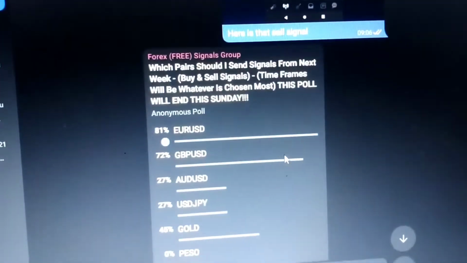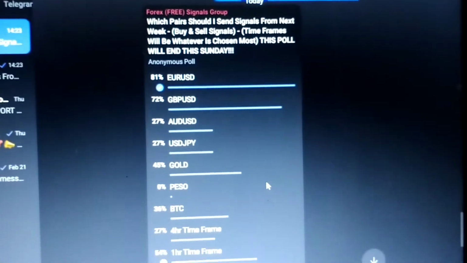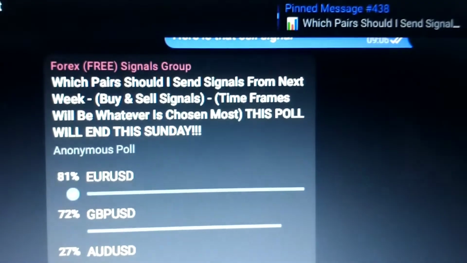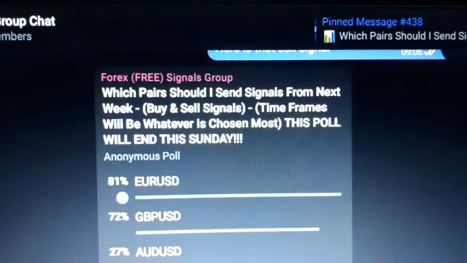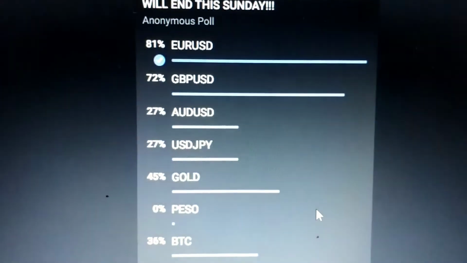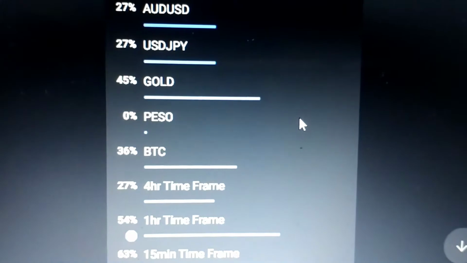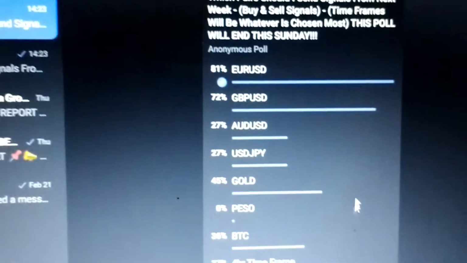This is a little poll I got here for you guys. I want you to help us figure out which pairs I should send signals from next week. Buy and sell signals. Time frames will be whatever is chosen the most. This poll will end Sunday. So those are the pairs, that's what's up right now, and those are the time frames. Alright, so that's what's up.